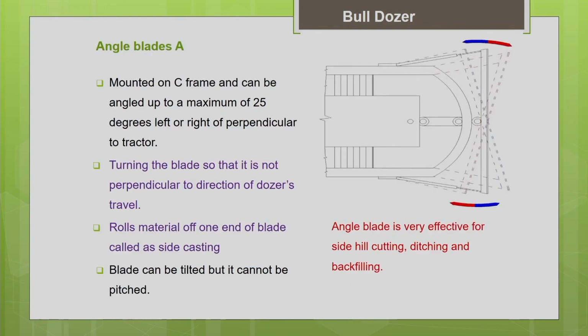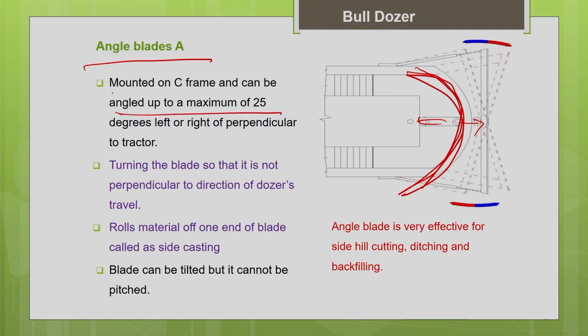Now let us move on to the next type of blade, that is the angle blade. So these angle blades, as I discussed earlier, are connected by a C frame. Okay, the C frame is connecting the tractor and the blade. Because of this C frame, it facilitates the angling movement. So you can see the angle can be turned left or turned right to a maximum of say 25 degrees. So it is mounted on a C frame and can be angled up to a maximum of 25 degrees left or right of the perpendicular of the tractor.